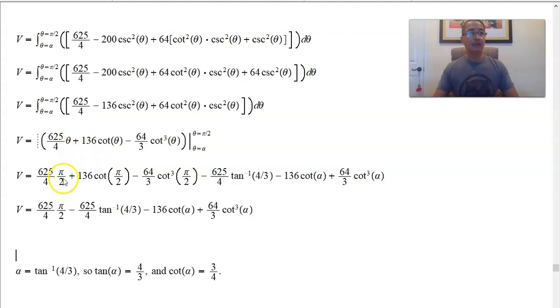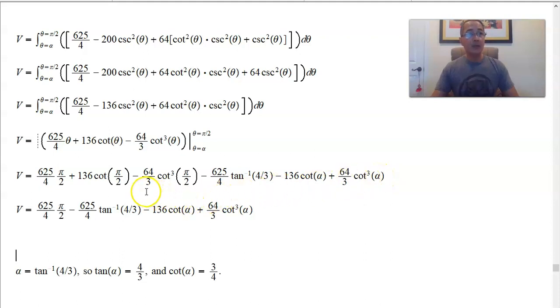Pi over 2, no problem. Cotangent pi over 2, cotangent cube pi over 2. But guess what? Cosine over sine at pi over 2, the cosine is 0. So these two terms just disappear. Okay, plug in alpha. Minus 625 over 4 alpha, which is tangent inverse 4/3, minus 136 cotangent alpha, and then plus 64 over 3 cotangent cube alpha.